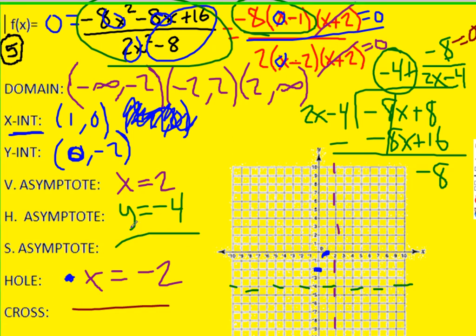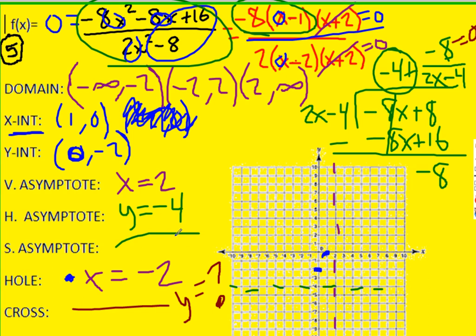The only thing left is this hole at x equals negative 2. When we had a cross in our previous examples, we'd have an x and a y value. Right now, we don't know what the y value is. Y equals what? I don't know. So there's actually a way that we can figure this out, and it's a very clever and easy way to figure out what the y value is.